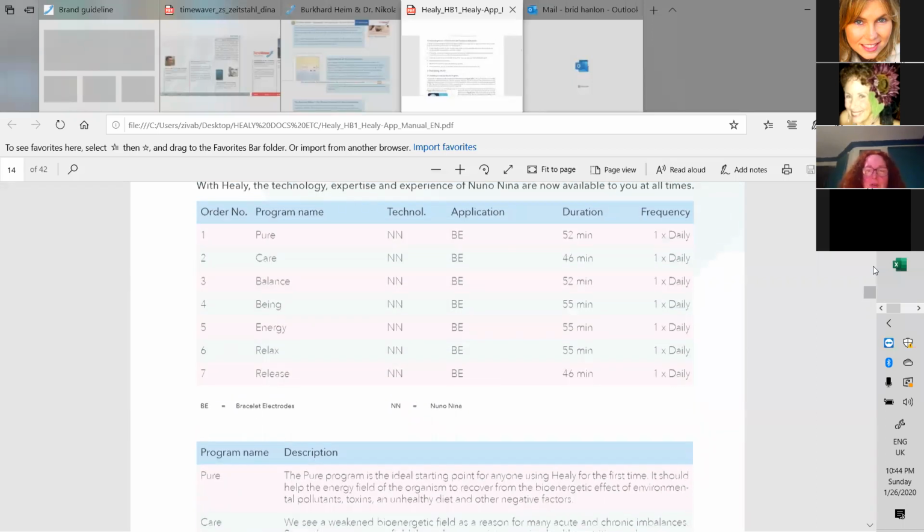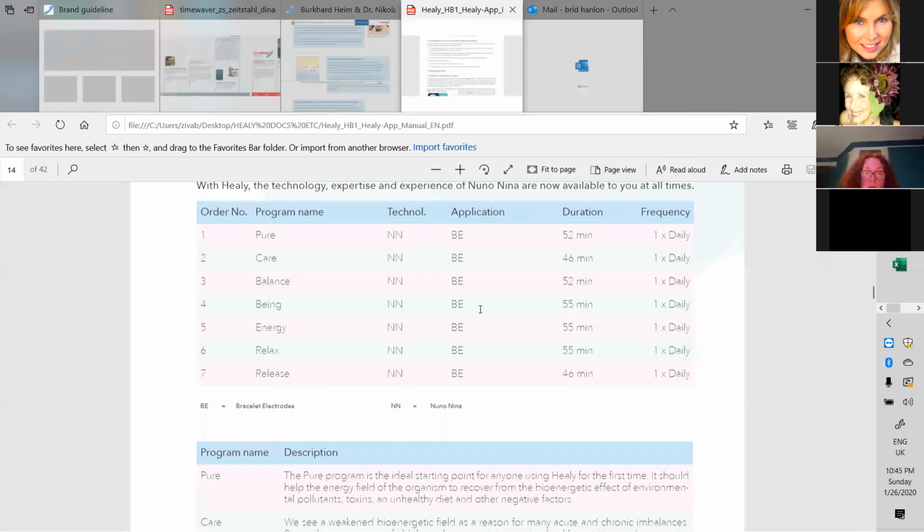Okay. So, on a Healy Gold, you have got the gold frequencies. And by the way, I believe all Healys also have the other page called, it's eluding me now, I'll tell you in a moment what it is. But everyone with a Healy Gold has got the gold frequencies. And that page has 7 programs: pure, care, balance, being, energy, relax, and release. For all of those programs, you use the BE, the bracelet electrodes. All of those programs are what we call systemic programs.